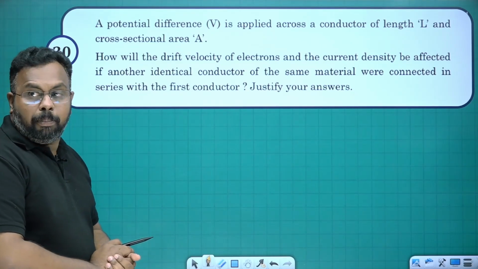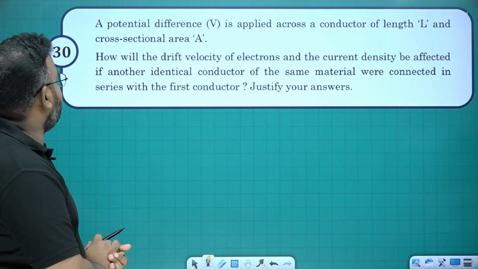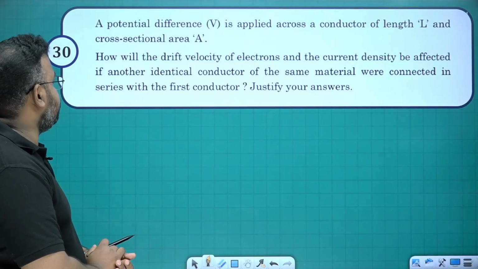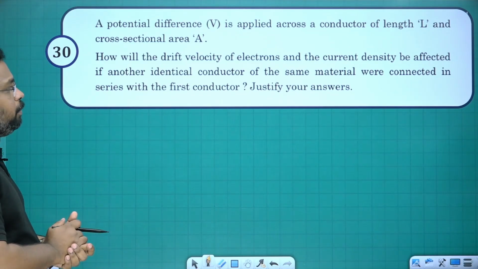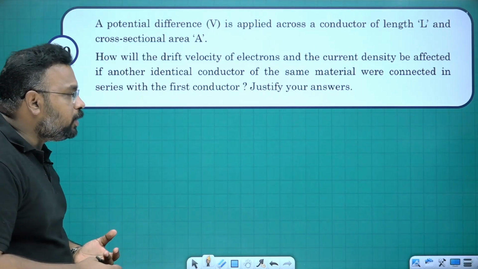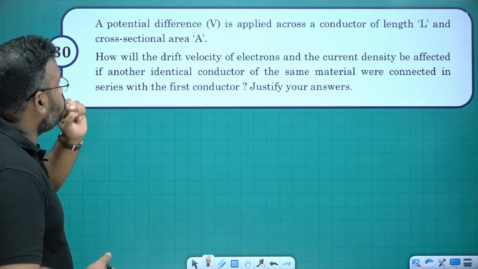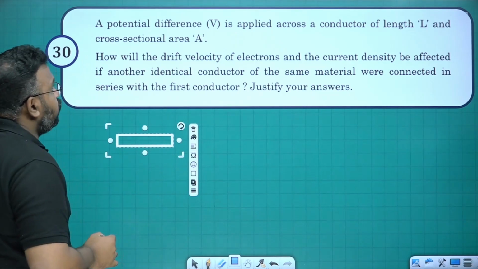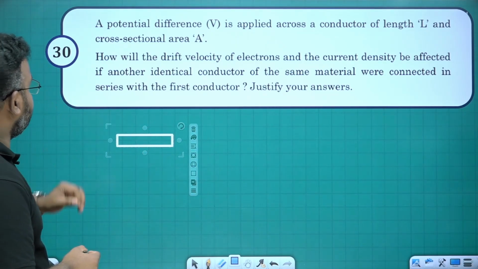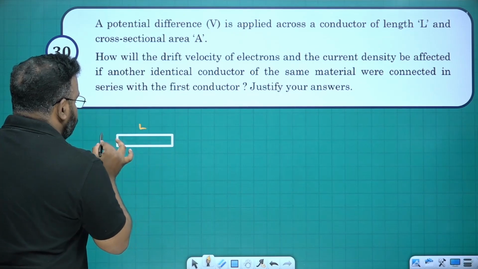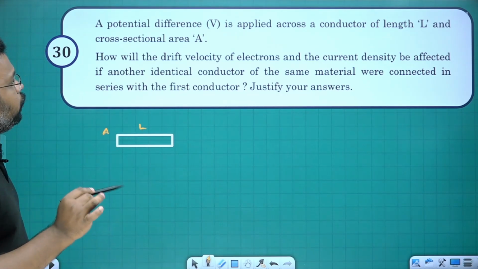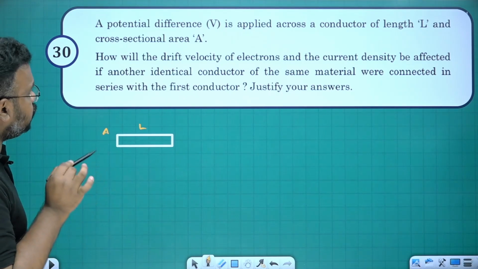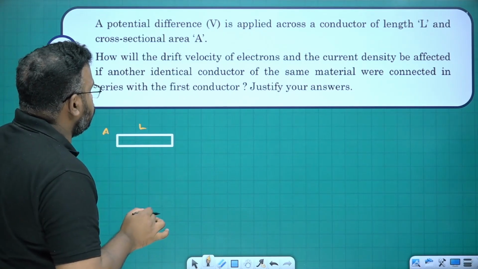Question number 30. A potential difference V is applied across a conductor of length L and cross-sectional area A. How will the drift velocity of electrons and the current density be affected if another identical conductor of the same material were connected in series with the first conductor? Justify your answer. So the length is L and the cross-sectional area is A.